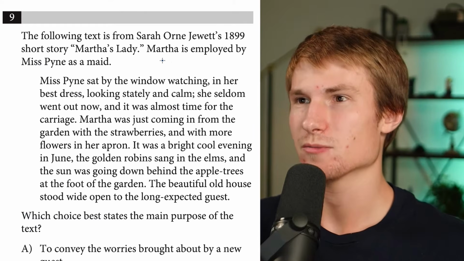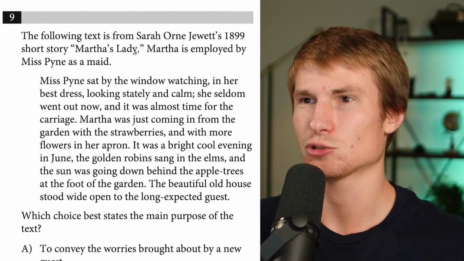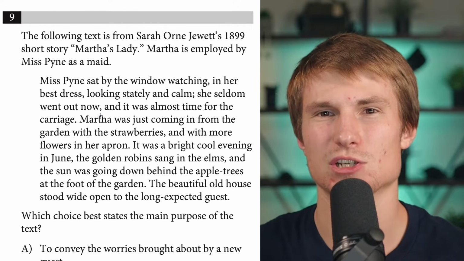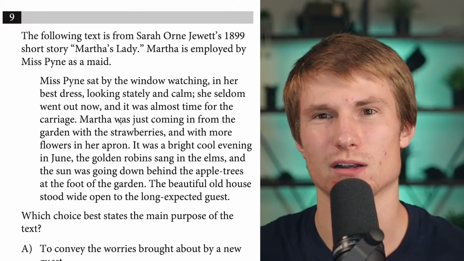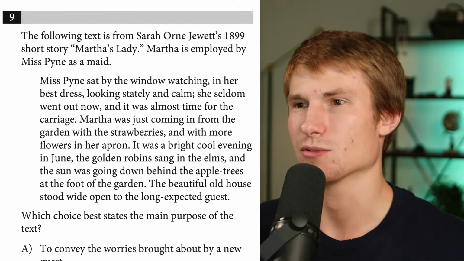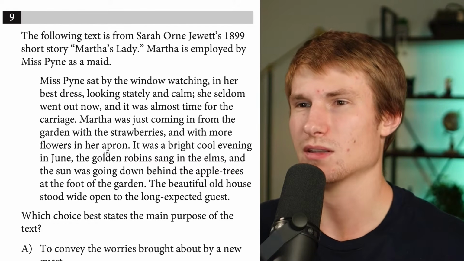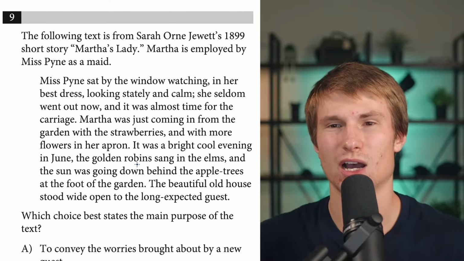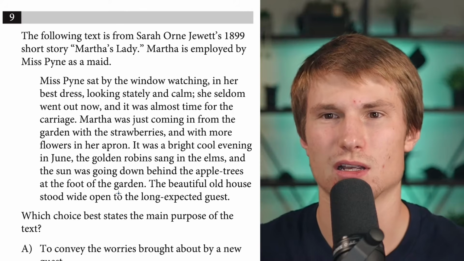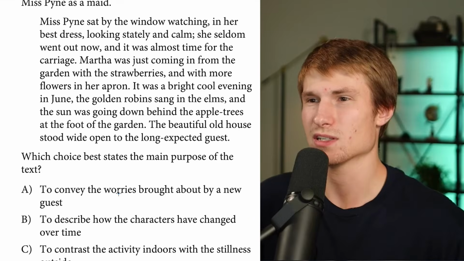The following text is from Sarah Orne Jewett's 1899 short story, Martha's Lady. Martha's employed by Miss Pine as maid. Miss Pine sat by the window watching in her best dress, looking stately and calm. She seldom went out now, and it was almost time for the carriage. Martha was just coming in from the garden with the strawberries and with more flowers in her apron. It was a bright, cool evening in June. The golden robins sang in the elms, and the sun was going down behind the apple trees at the foot of the garden. The beautiful old house stood wide open to the long-expected guest. Which choice best states the main purpose of the text?